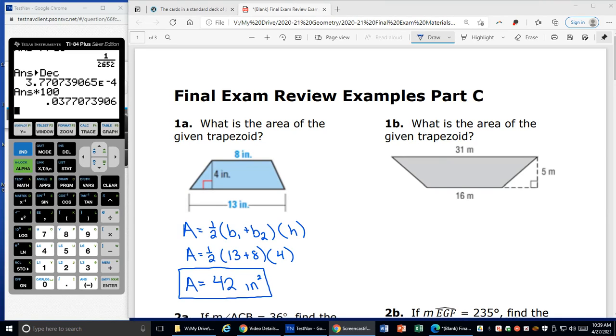Hi, welcome back to the final exam review, examples part C. This time we're going to look at the B versions of each question and see if we can use the A versions to help us know how to do the problems.